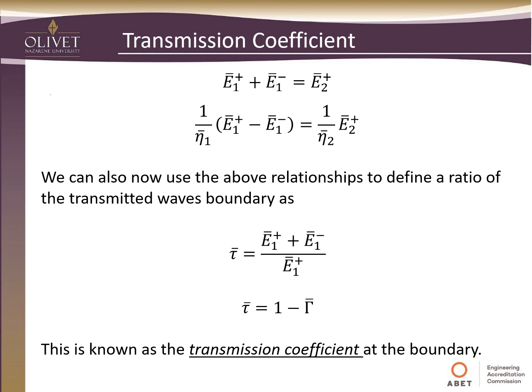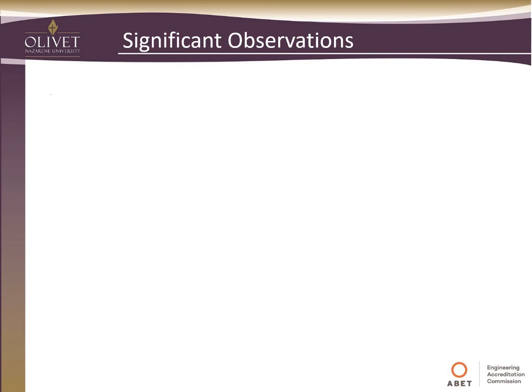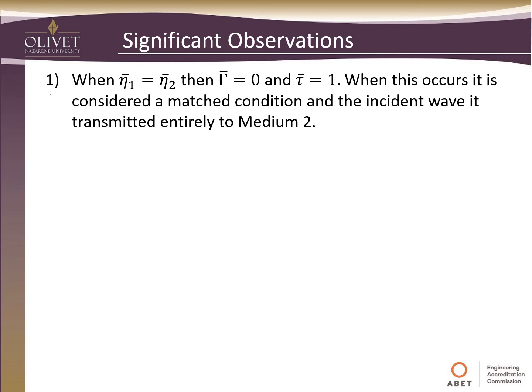So whereas the reflection coefficient gives us some indication of what happens to the wave as far as what's reflected, this gives us an indication of what happens as far as what's transmitted. Again, important coefficient, transmission coefficient. So let's look at some observations then.